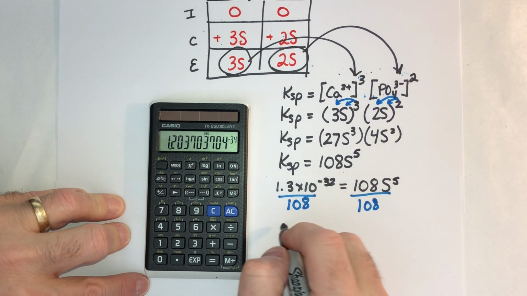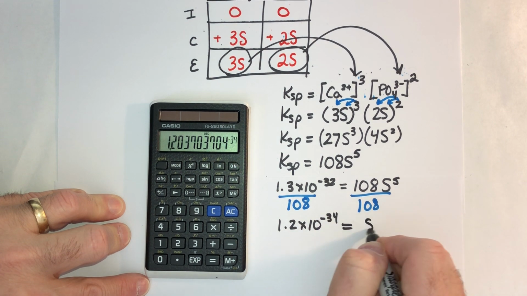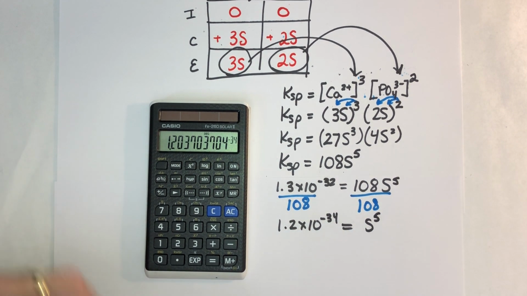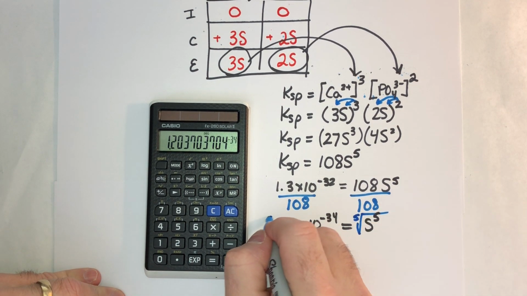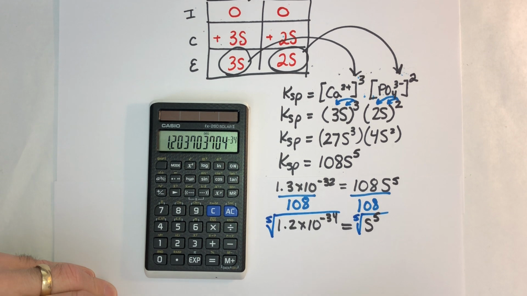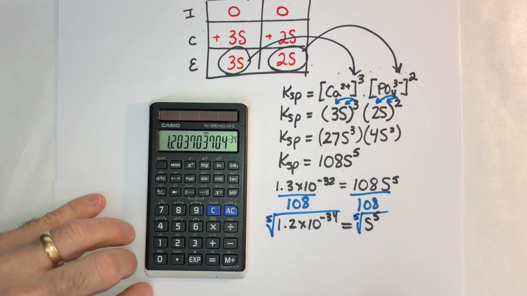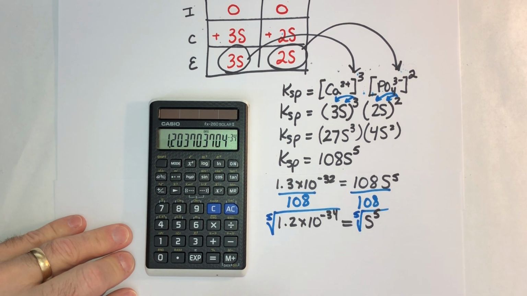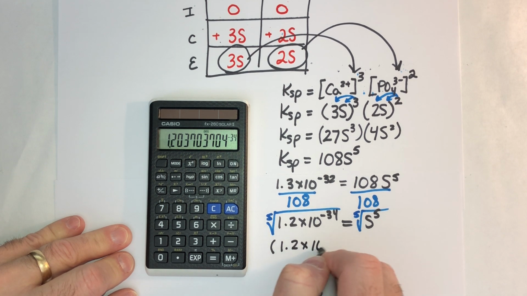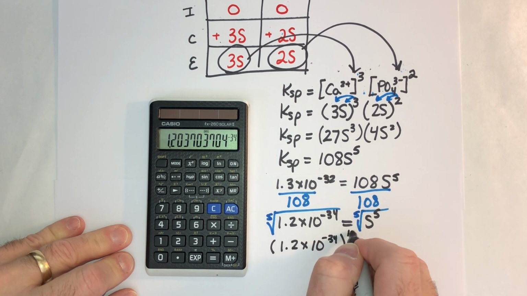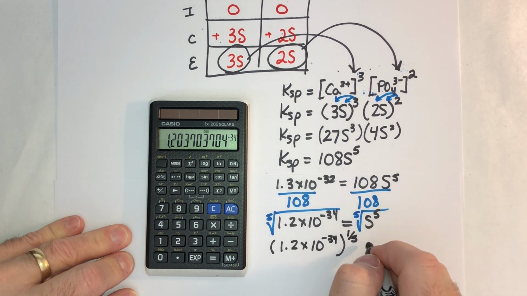So if I do that, that gives me 1.2 times 10 to the minus 34 equals s to the power of 5. And if you've got an s to the power of 5, the only way to get rid of it is to take the 5th root. Again, if you have a nice calculator, it may be able to take the 5th root for you. My calculator's not that nice. So for my calculator, I will have to do the 1.2 times 10 to the minus 34 to the power of 1/5, right? Fifth root is power of 1/5.